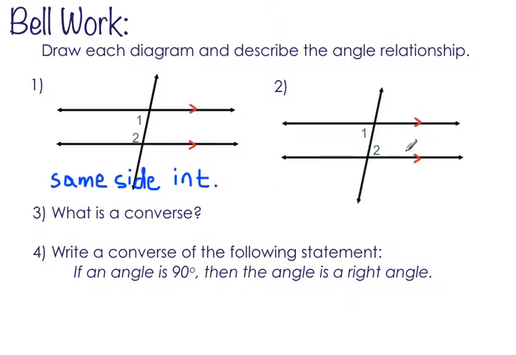All right, and then with number 2 over here, angles 1 and 2 are alternate interior angles, and alternate interior angles are congruent. So these are alternate interior angles.